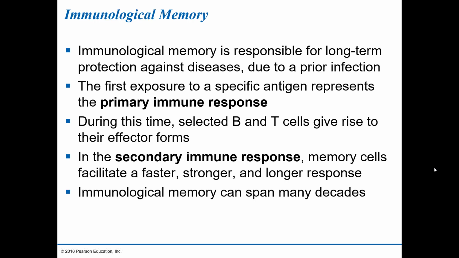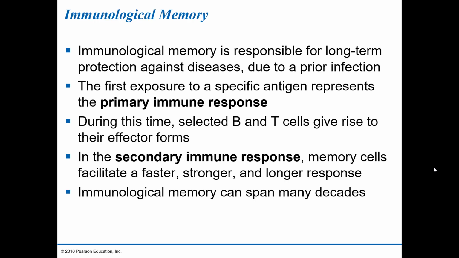So that immunological memory is responsible for long-term protection against diseases due to a prior infection. So you had to be exposed first. The first exposure is called the primary immune response. And during that primary immune response, the B and the T cells give rise to their effector forms. Secondary immune response is a much quicker, faster, stronger, longer response than the primary one was. Immunological memory can span many, many decades.